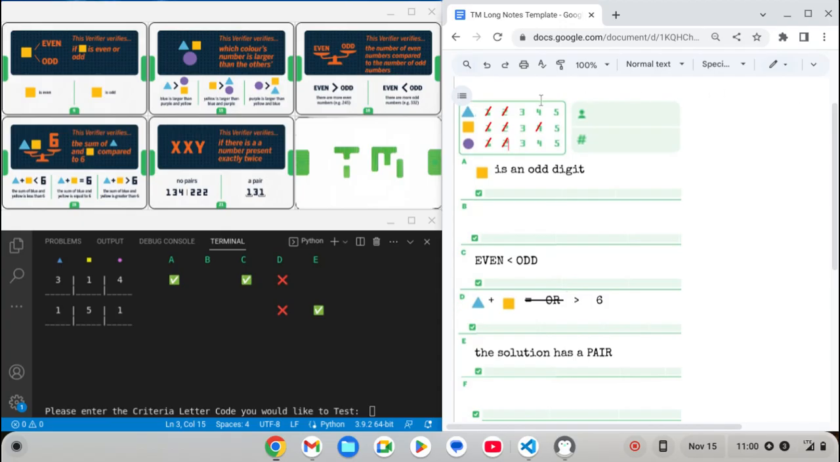Let's see, at this point, can you have a pair of 3s? Well, you can't have a pair of 3s in triangle and square because that's 6. So that's not going to work. So you could have something like 3, 5, 3 or even 5, 3, 3.